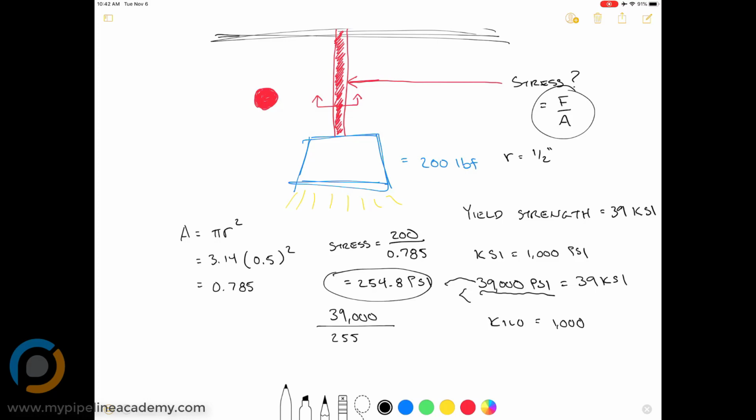39,000 divided by 255 equals 152.9. I'm just going to say 153. So 153 is what we call our factor of safety. So we have a factor of safety of 153 here.